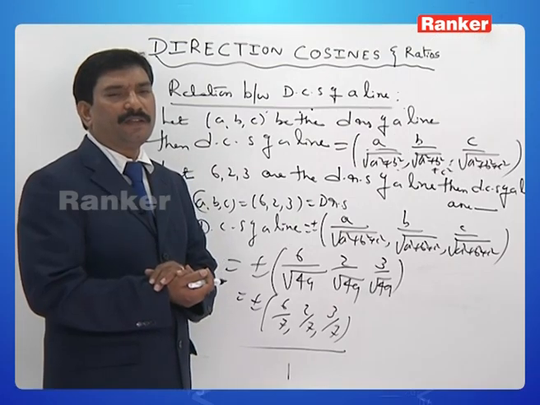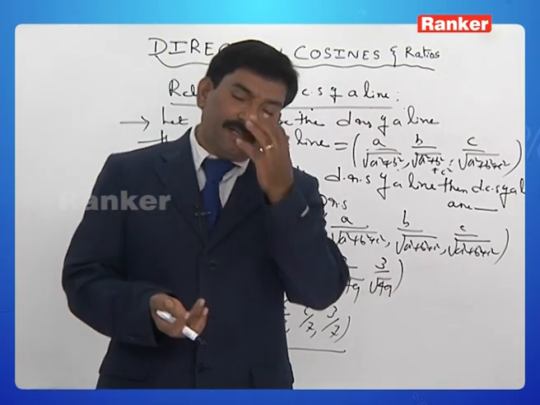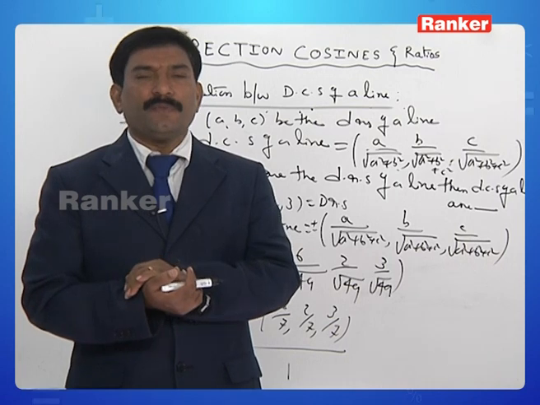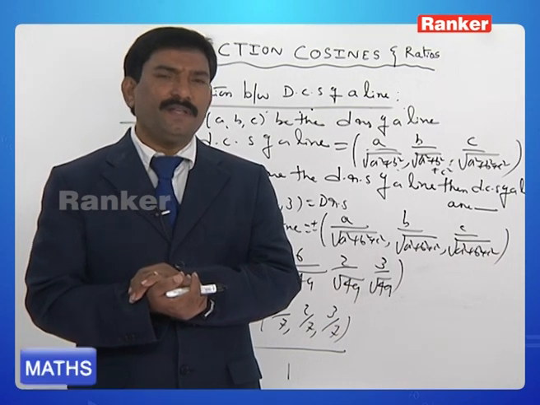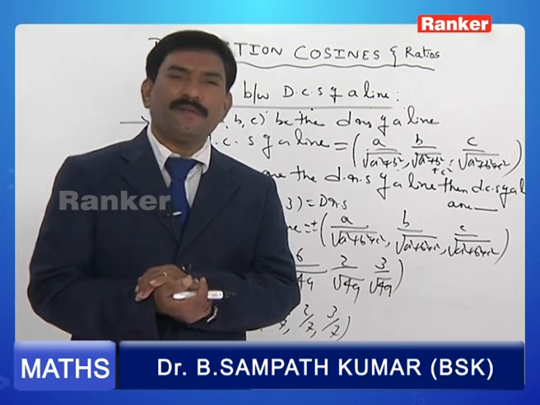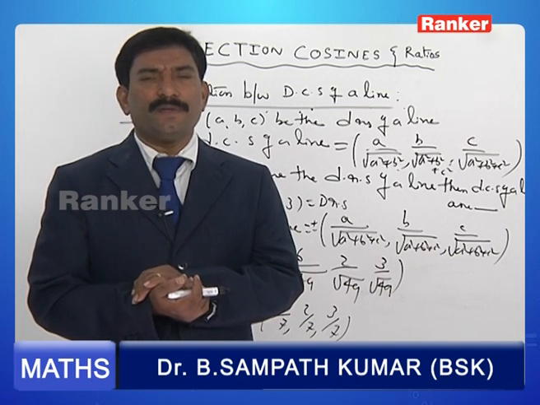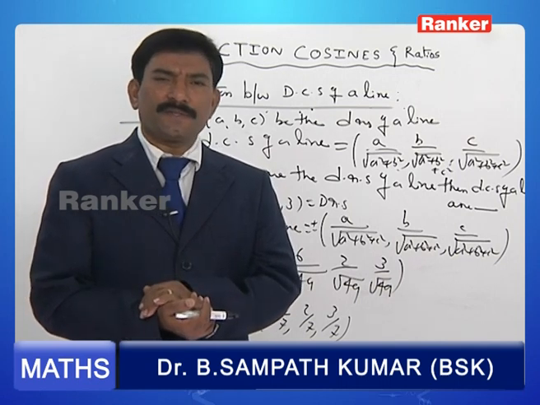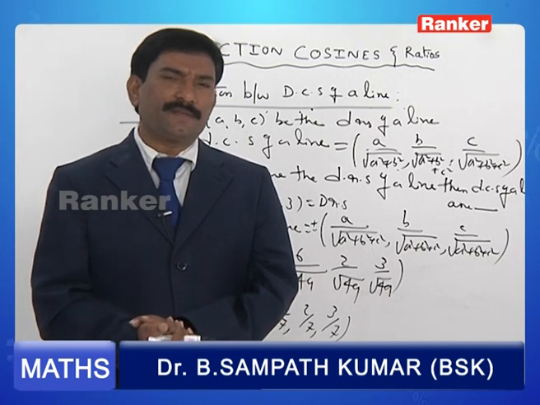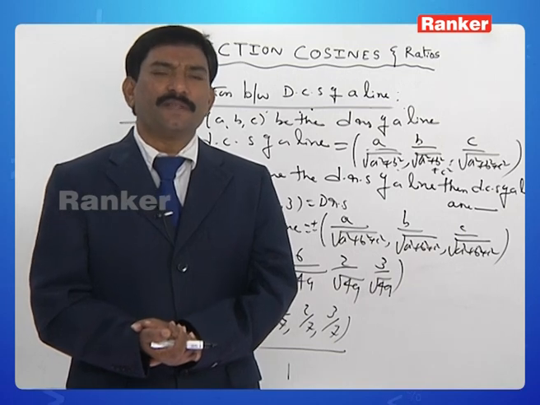So this is how we can find out the DCs of a line when DRs are given. Means if A, B, C are the DRs of a line, then their corresponding DCs of a line are given by plus or minus A by square root of A square plus B square plus C square, B by square root of A square plus B square plus C square, C by square root of A square plus B square plus C square.